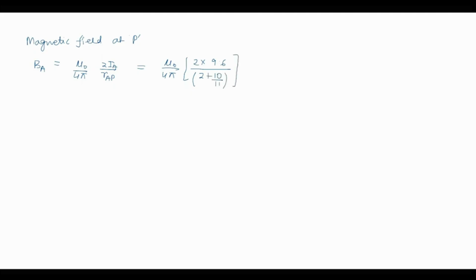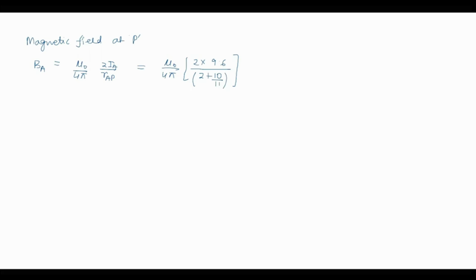So if I start solving it, let us begin by calculation of the magnetic field at P. The first thing we are doing is calculating the magnetic field due to A. Due to A we write it as mu naught upon 4 pi twice the current in A upon the distance AP. If I put in the values, I can write it as mu naught upon 4 pi twice 9.6 upon the distance, which is 2 plus 10 by 11. So this is the value of the magnetic field over here due to A.